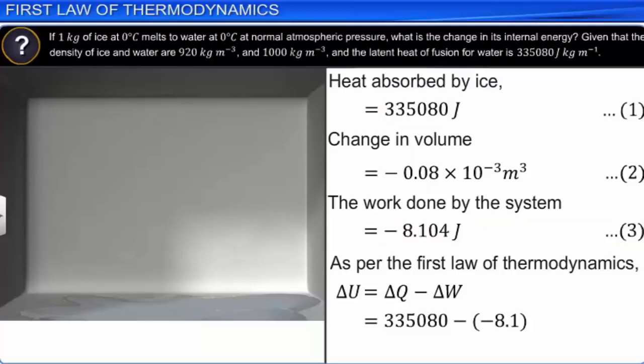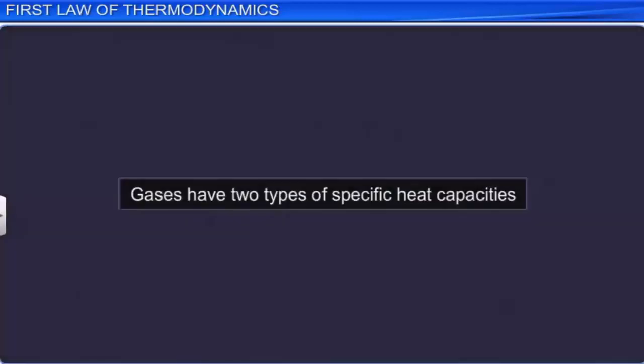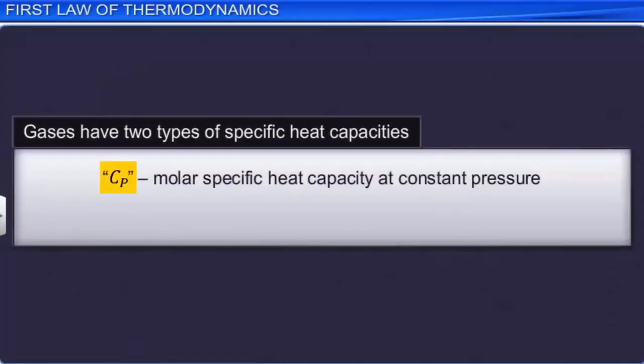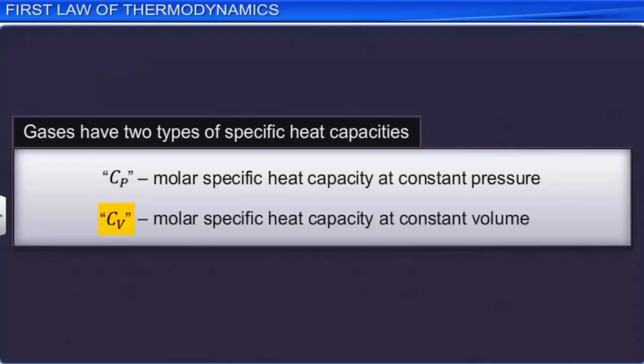Earlier, you studied that gases have two types of molar specific heat capacities. One is Cp, the molar specific heat capacity at constant pressure, and the other is Cv, the molar specific heat capacity at constant volume. Now let us use the first law of thermodynamics to derive the relationship between Cp and Cv for an ideal gas.